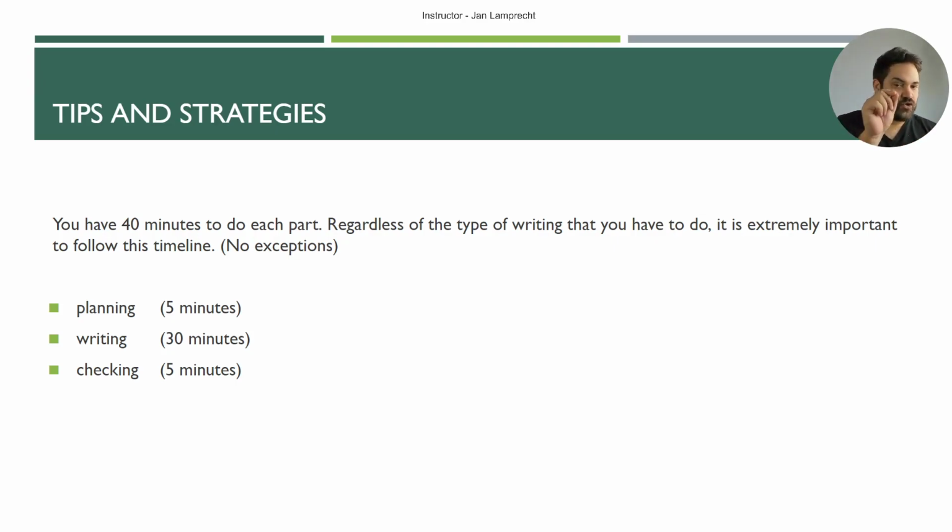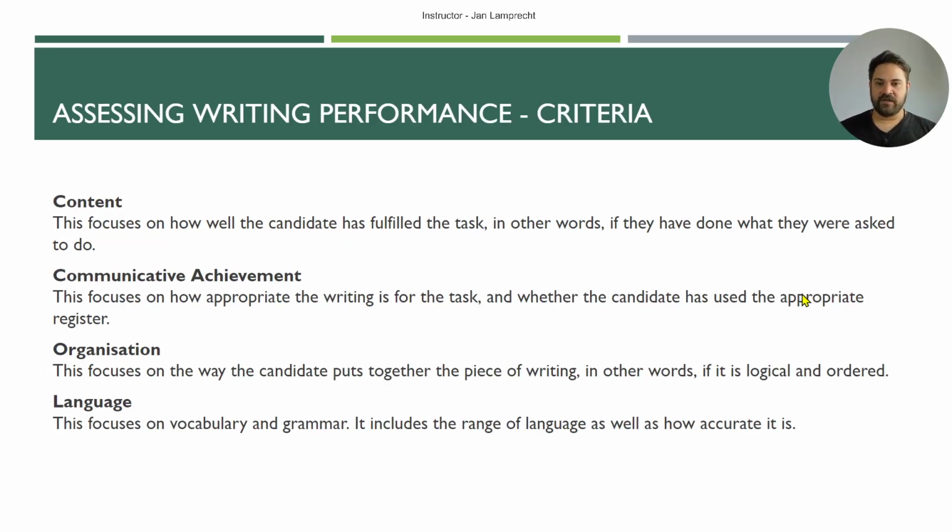Okay, and just focus on the English. Don't focus on your English. Focus on the English you have in front of you. All right. So let's look at the criteria. What do they assess? Okay, there are four major areas: the content, communicative achievement, the organization, and the language.